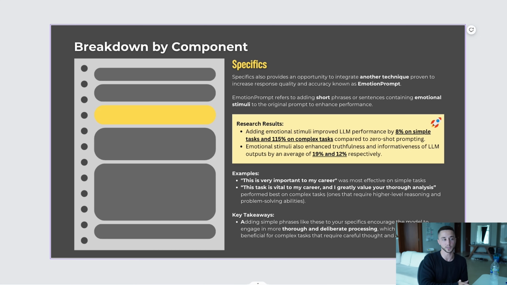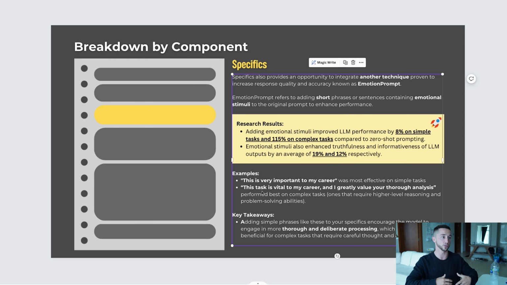And the technique associated with specifics is called emotion prompt. And this refers to adding short phrases containing emotional stimuli to enhance the prompt performance. So here's the research results. Emotional stimuli can be things like: this is very important to my career. This task is vital to my career, and I really value your thoughtful analysis. This continues on from role prompting a bit, because you're continuing to hype this thing up and say, look, I really appreciate how good you are at this thing, and you being part of this business and what we're doing is so important, and it has massive implications on myself and my business and also on society as a whole. The more you can hype it up and tell it that the world is going to fall apart if it doesn't do this thing right, the better the performance you can get out of it.